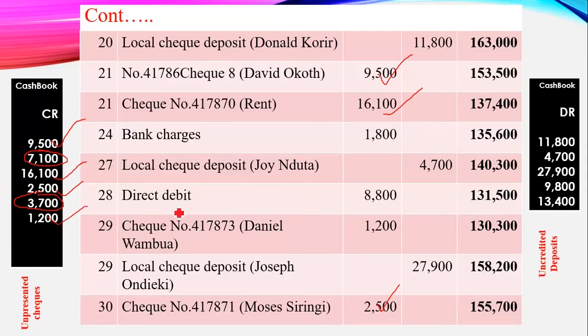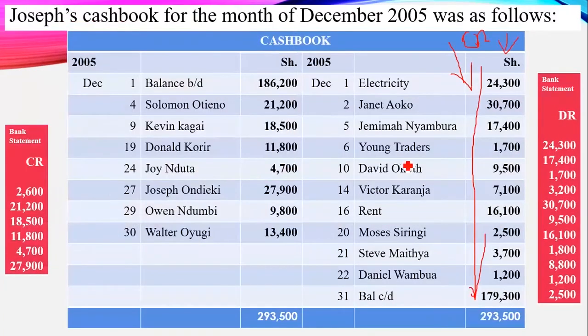1200 is there. So we have these two here. These two are unpresented checks. They are in the cash book but are missing. They are on the credit side of the cash book but are missing on the debit side of the bank statement. So these two, 7100 and that 700, we need to identify them from our cash book.